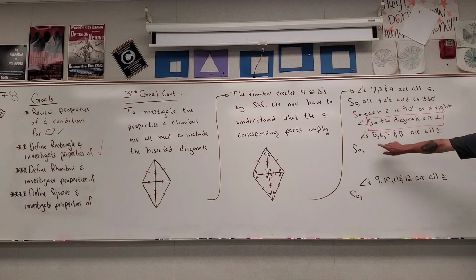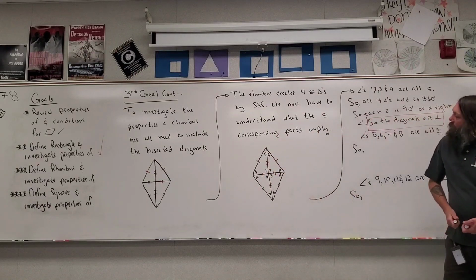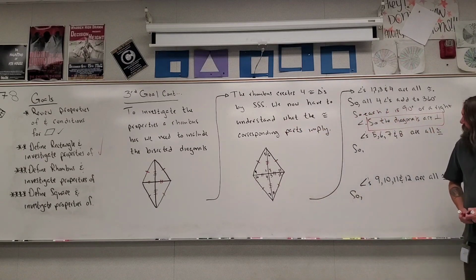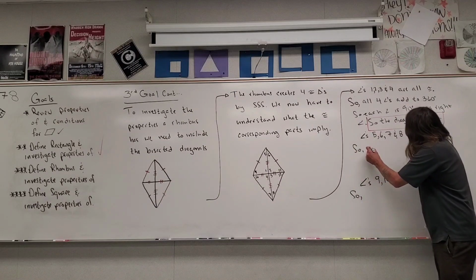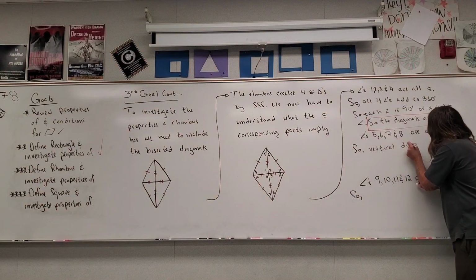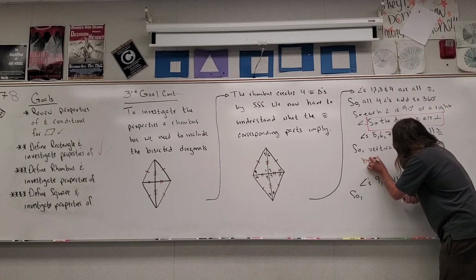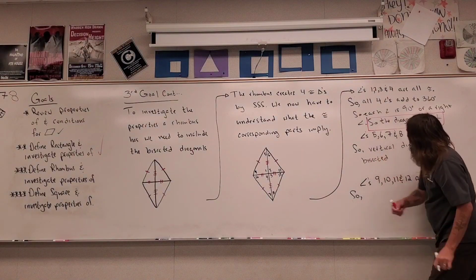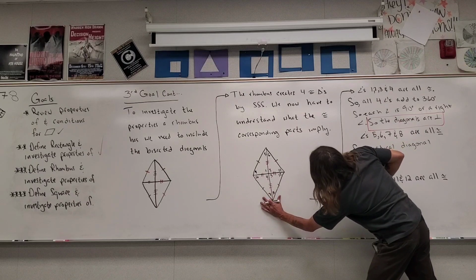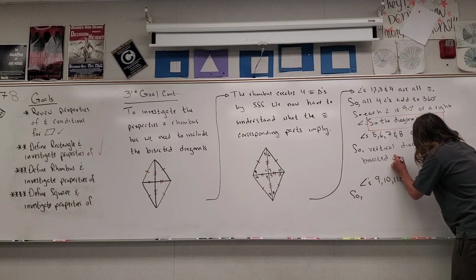All right, angles 5, 6, 7, and 8 are all congruent. So what that means is the vertical diagonal bisected the opposite angles. Remember, bisected means cut in half. If these angles are the same, the large angle got bisected. So the vertical diagonal bisected the opposite angles.